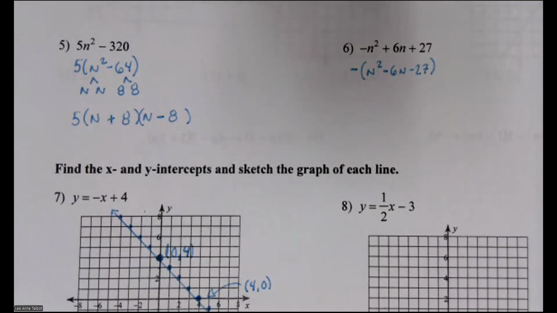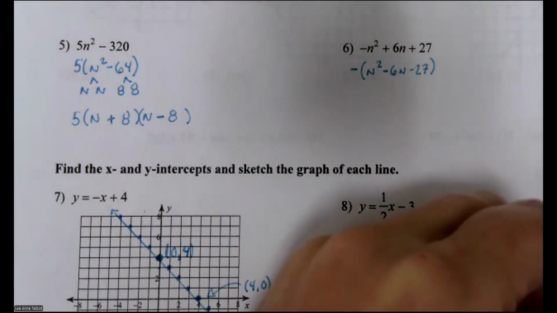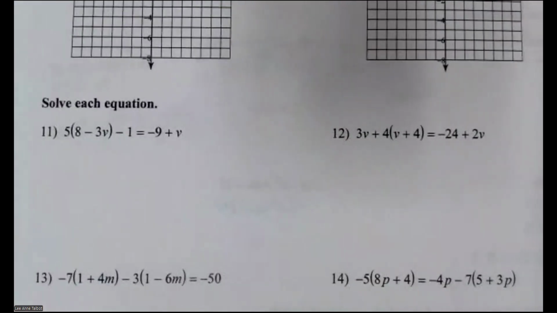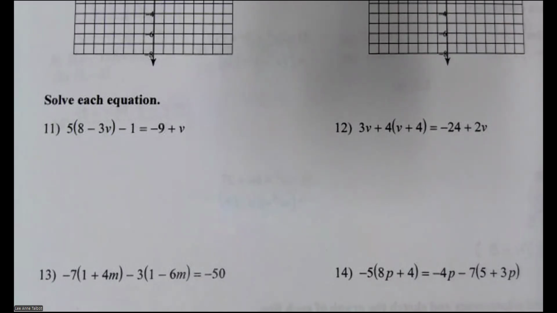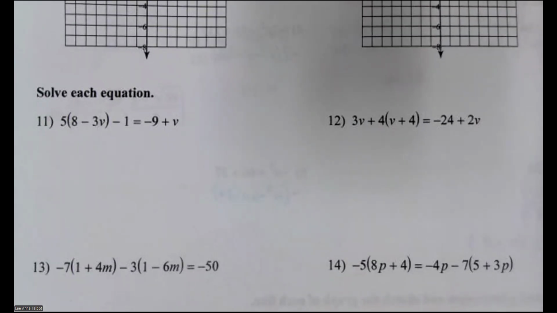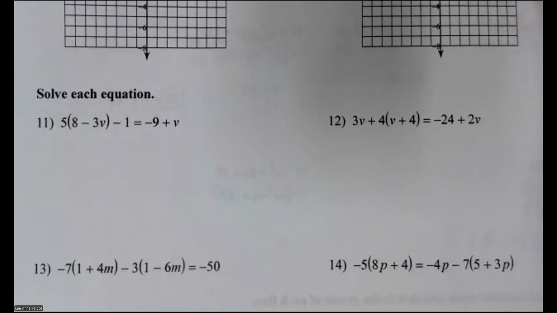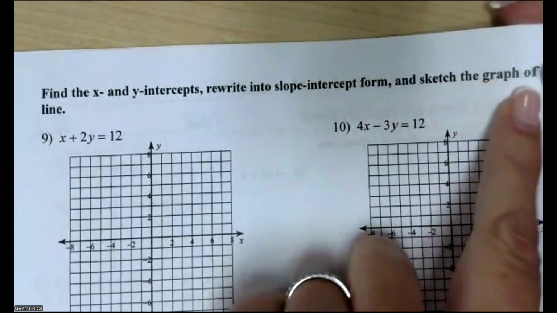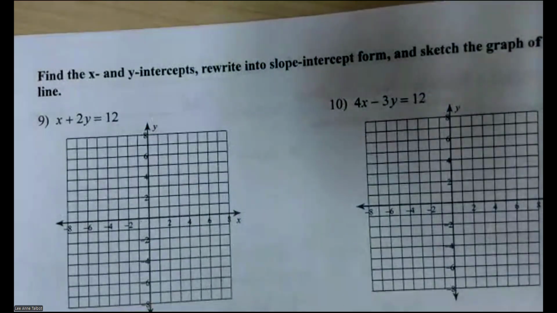Okay. Now, are you guys completely okay with the front page? Okay. All right. Now let's go to the back page. And I'm not going to do any of them from 11 to 14. I'm hoping that everyone's got that. If you want to ask me anything individually, go ahead. But I do want to do number 9 with you because that's the one where it says find the x and y intercepts, rewrite into slope intercept form, and sketch the graph of the line. This is the one that's like the one on the quiz.